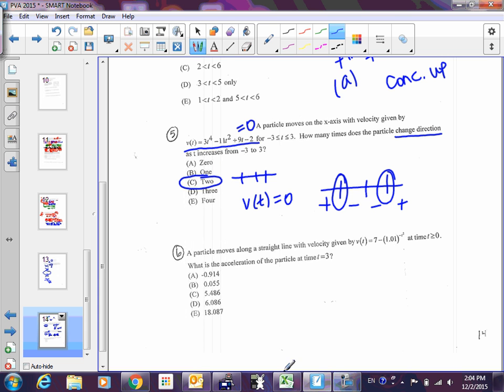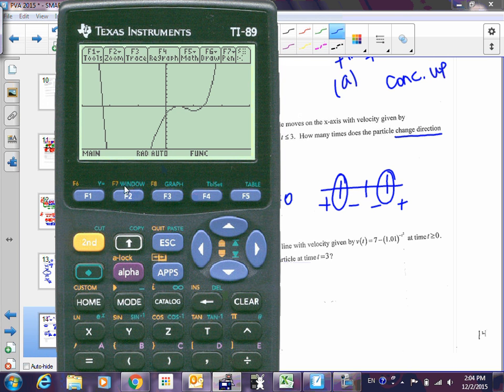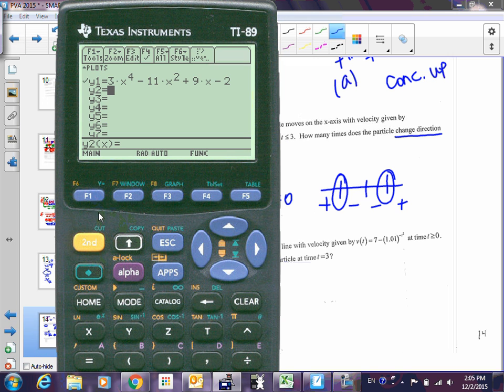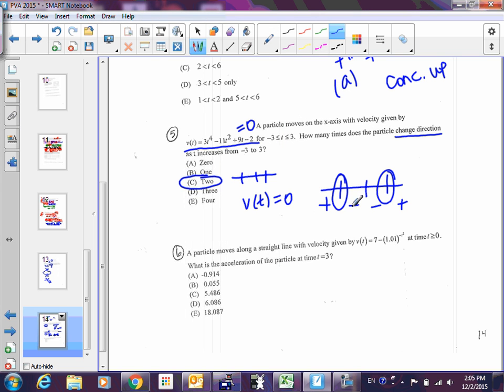You go to window. So see how window is above F2 and it's the same color as the diamond. So diamond F2. So we're just looking at when it changes from negative to positive. When the velocity changes signs, either positive to negative or negative to positive, that's when the particle is changing directions.